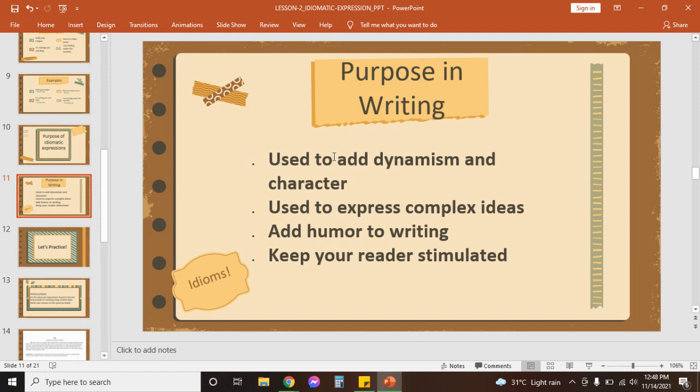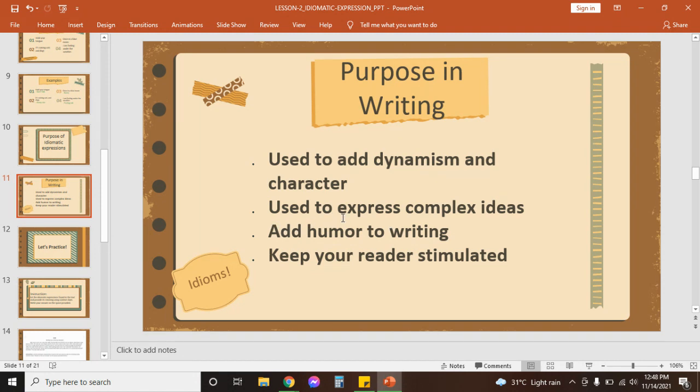Purpose in writing: used to add dynamics and character. Used to express complex ideas, add humor to writing, and keep your reader stimulated. So the purpose of idiomatic expression in writing is that it is used to add dynamism and character. For example, you have an exam today, break a leg. You're showing character to your sentences, or maybe dynamism. You are using dynamic phrases, okay?